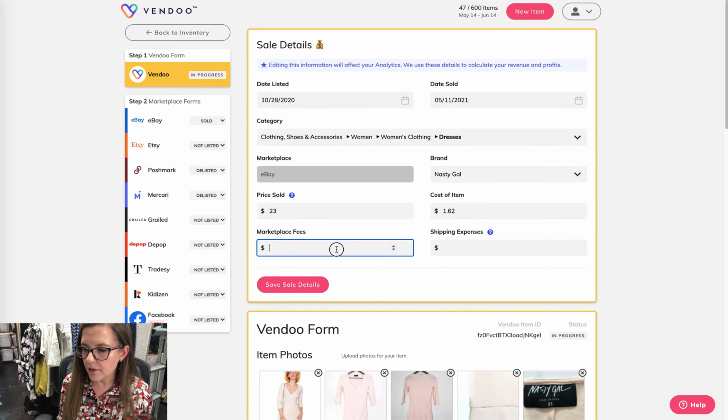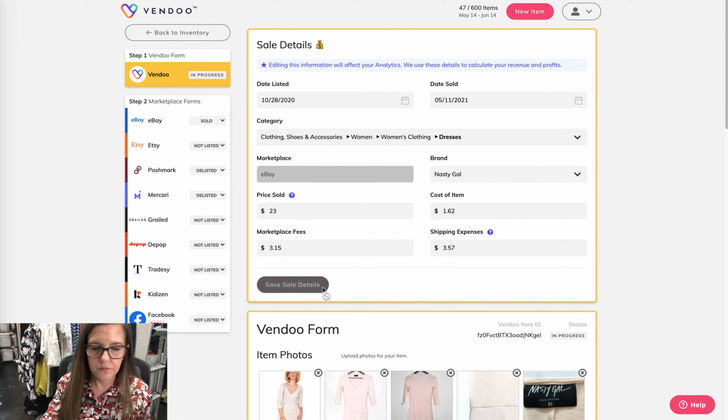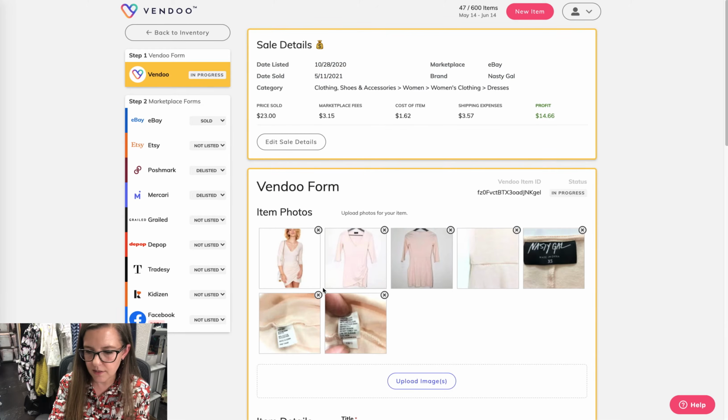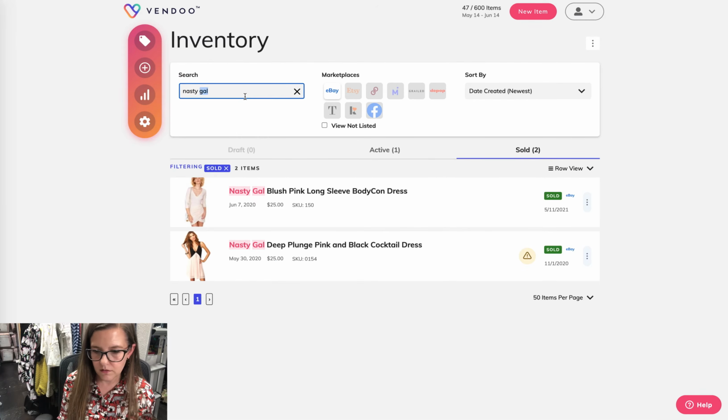$1.62 for this item. Marketplace fees $3.15. Shipping expenses $3.57. Okay, $14.66 on that guy. Oh my gosh, we had it forever. We got it at like a fill-a-bag at one of those buy sell trade stores. Whew, never again. You live and you learn.